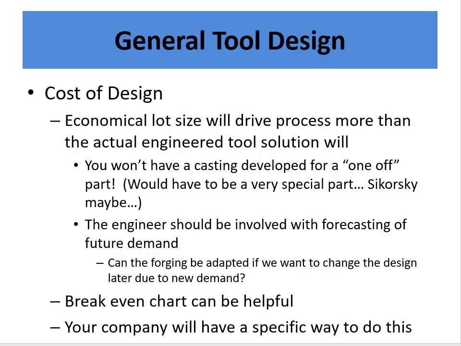I think I have one example in this course of a part where a pretty complicated casting process was developed for only a handful of parts, and it was for a NASA program back in, I think, somewhere in the era of the 60s or 70s. That's a pretty specialized case. In general, you're going to look at how many you're going to make.